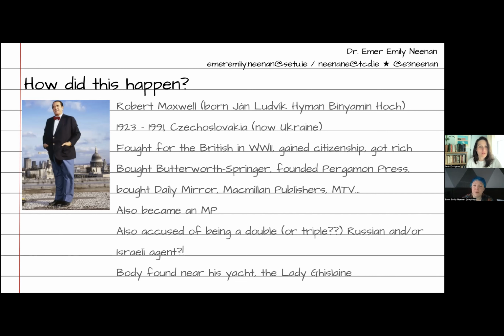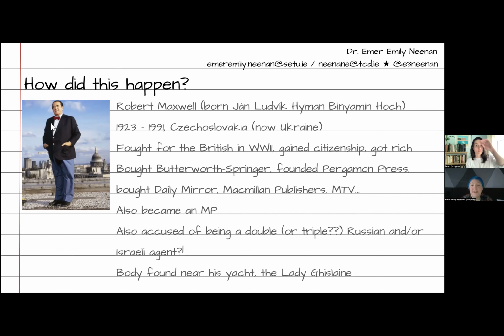He bought Springer. Springer is still one of the big publishers. He founded Pergamon Press. He owned the Daily Mirror. He owned MTV. He was a politician. And he was the one who really pioneered this kind of publishing model and pushed his publishing companies to be as profitable as possible.